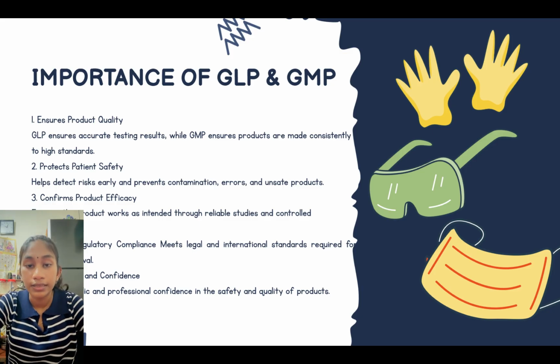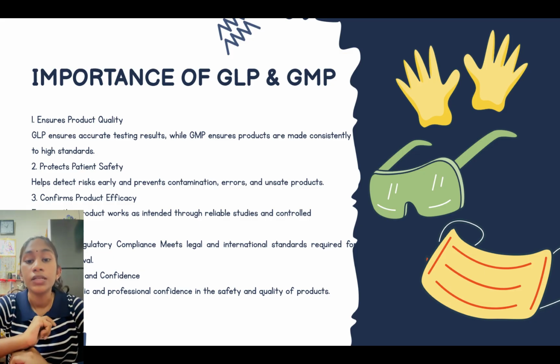Today, I'm going to talk about the importance of good laboratory practice and good manufacturing practice, which is GLP and GMP. First, they ensure product quality. GLP guarantees that testing results are accurate and reliable, while GMP ensures that every product is manufactured to a consistently high standard. This means fewer errors, better outcomes, and safer products. Second, they protect patient safety by detecting risks early and preventing contamination and mistakes. GLP and GMP help safeguard the people who rely on these products, whether it's medicine, food, or cosmetics.